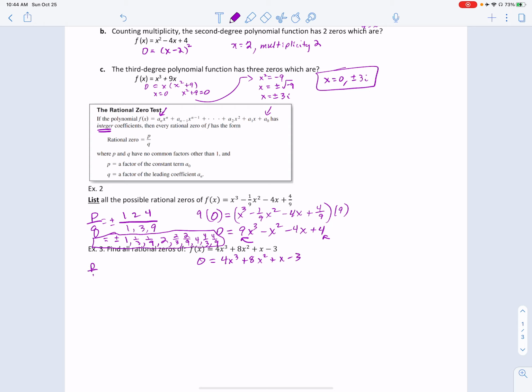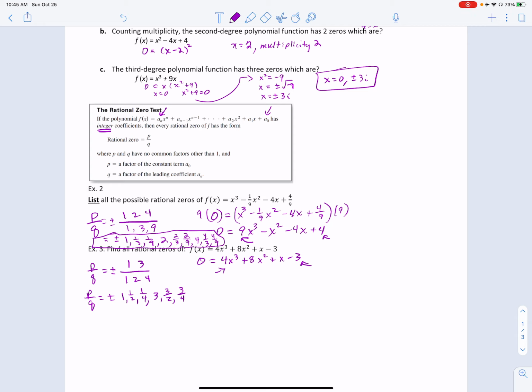And so my p over q, plus or minus again, factors of 3, which are just 1 and 3, over factors of 4, which are 1, 2, and 4. And so my list of possible rational roots, which needs to be shown on all of these, is 1 over each of them: 1 over 1, 1 over 2, and 1 over 4. 1 over 1 is 1. You have a 1/2 and a 1/4. And then 3 over each of those. So 3 over 1 is 3, 3 over 2, and then 3 over 4. So those are the list of possible rational roots.